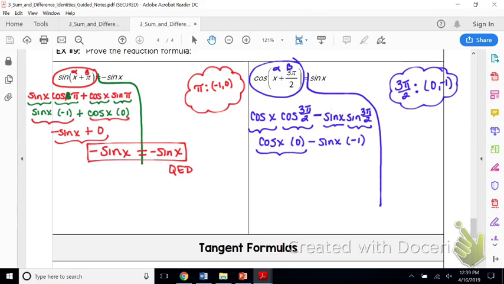So cosine times 0 is 0. Negative sine times -1 is positive sine, and 0 plus sine will give us the sine that we were looking for.